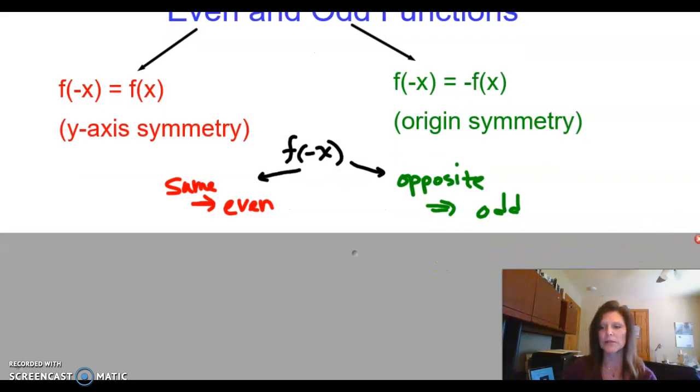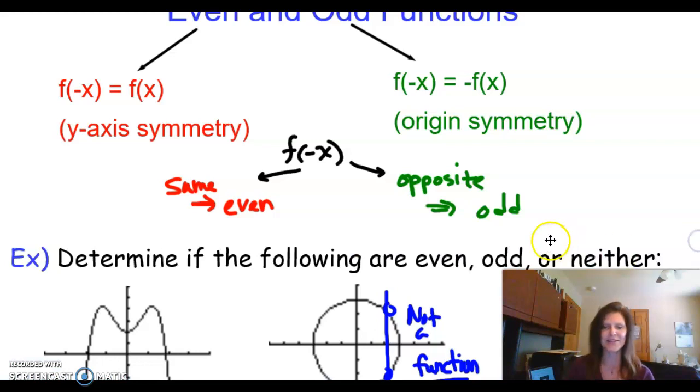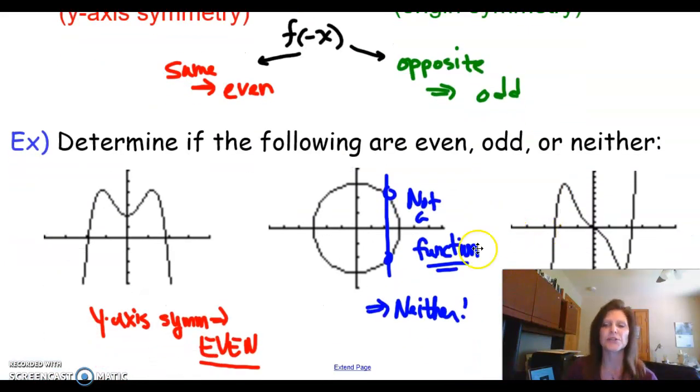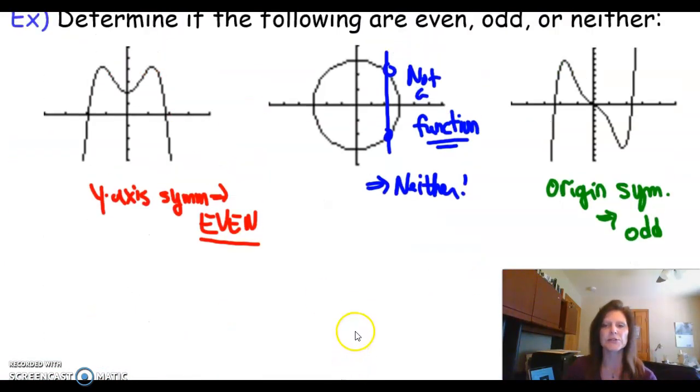All right, so let's take a look here. I have some pictures, right? And in these pictures, I have these graphs here. And this first one, if I were to fold along this y-axis, it would line up perfectly. That means it has y-axis symmetry. If it has y-axis symmetry, we say it's even.